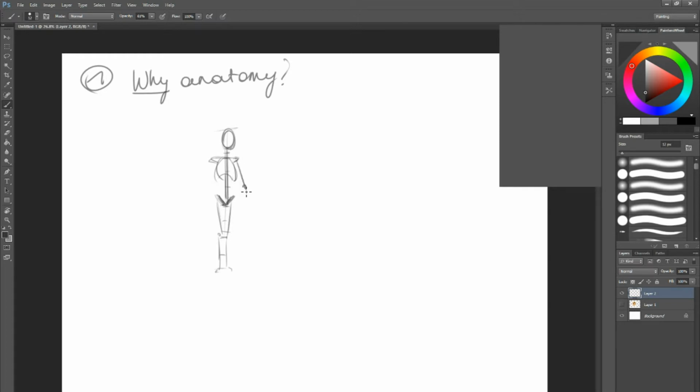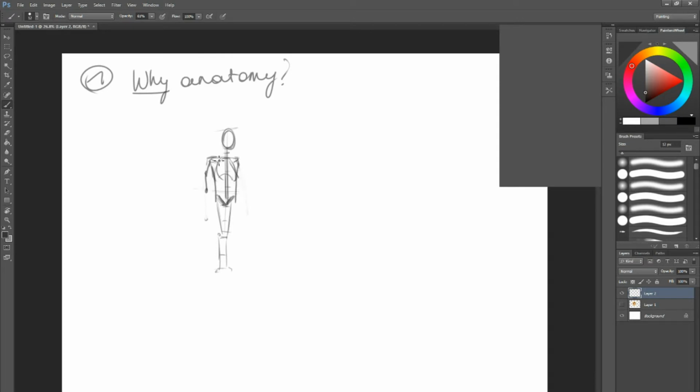If you don't understand anatomy to the point where you've got a basic understanding, you might draw, let's say, the arm a bit too long. And as you see now, my character clearly has way too long arms. So that doesn't make any sense. Or maybe you draw the arms way too short. Maybe you draw the arms like this. That doesn't make any sense either.